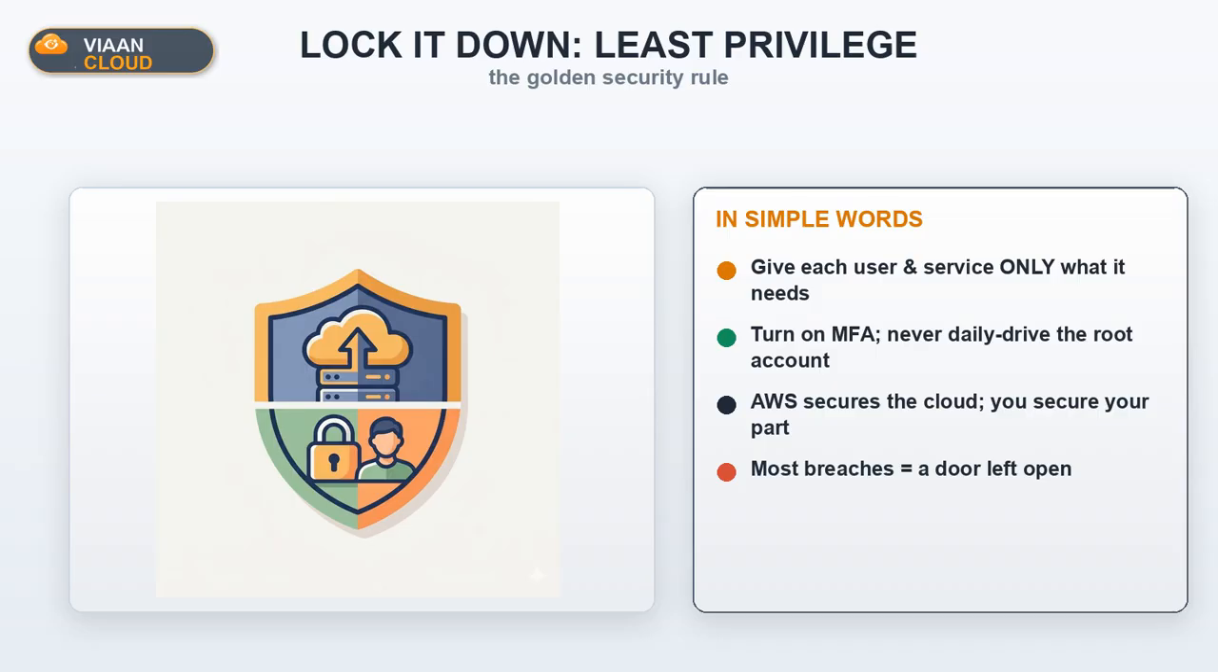Tie it all together with one golden rule, least privilege. Give every user and every service only the access it actually needs, nothing more. Turn on MFA and never daily drive the root account. AWS secures the cloud itself, you secure your part. And most breaches aren't clever hacks, they're just a door someone left open.